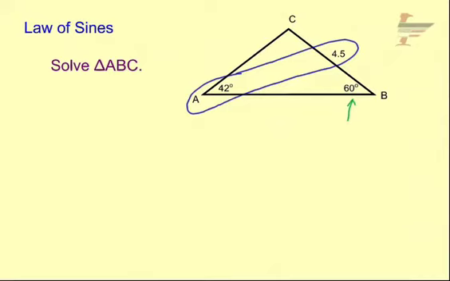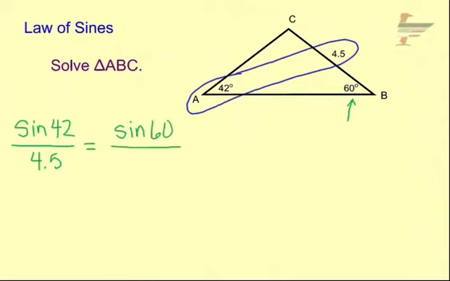So law of sines looks like we're going to say sine of 42 degrees over the opposite side, so sine of angle A over side A, so over 4.5. And then we set it equal to the sine of an angle over its opposite side. And the angle that we know now is 60 degrees, so we're going to use angle B. So sine of 60 degrees over side B. So it's always sine of the angle over its opposite side. So there's our setup. We have a fraction equal to a fraction.